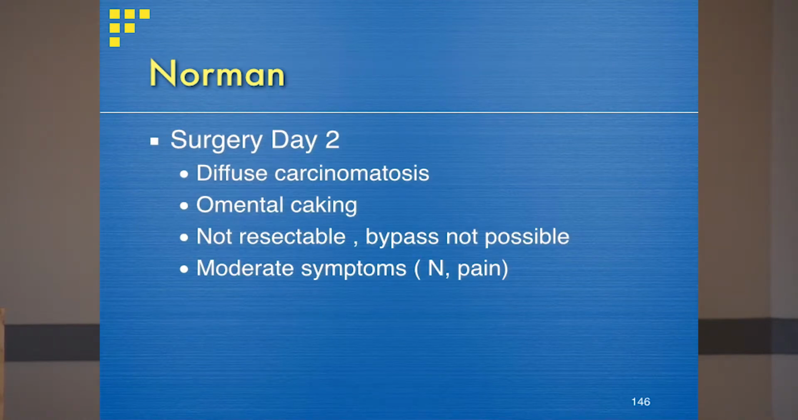On day 2, he was actually in pretty good shape for an older fellow, and a decision was made to take him to surgery and try and fix this problem. But unfortunately, he had diffuse carcinomatosis, so omental caking, and it was not at all resectable, and even a bypass procedure, a colostomy or something, was not possible in him. That shows, in this case, CAT scans are not helpful.